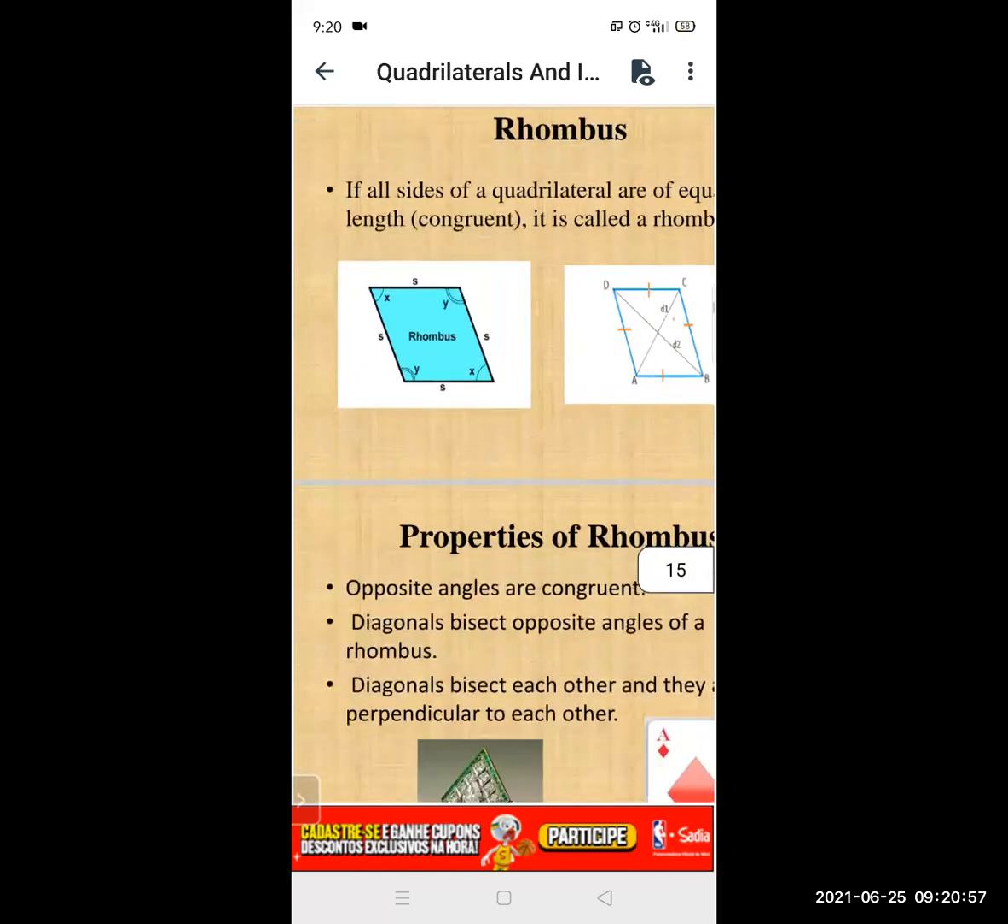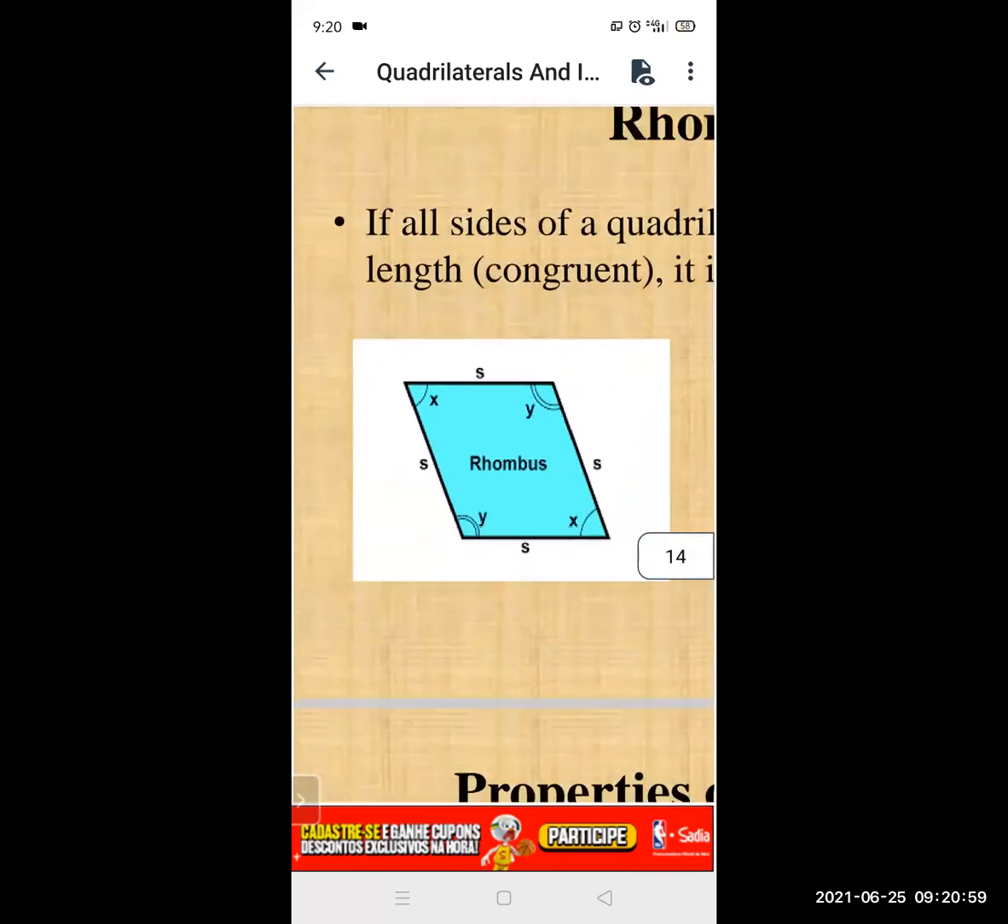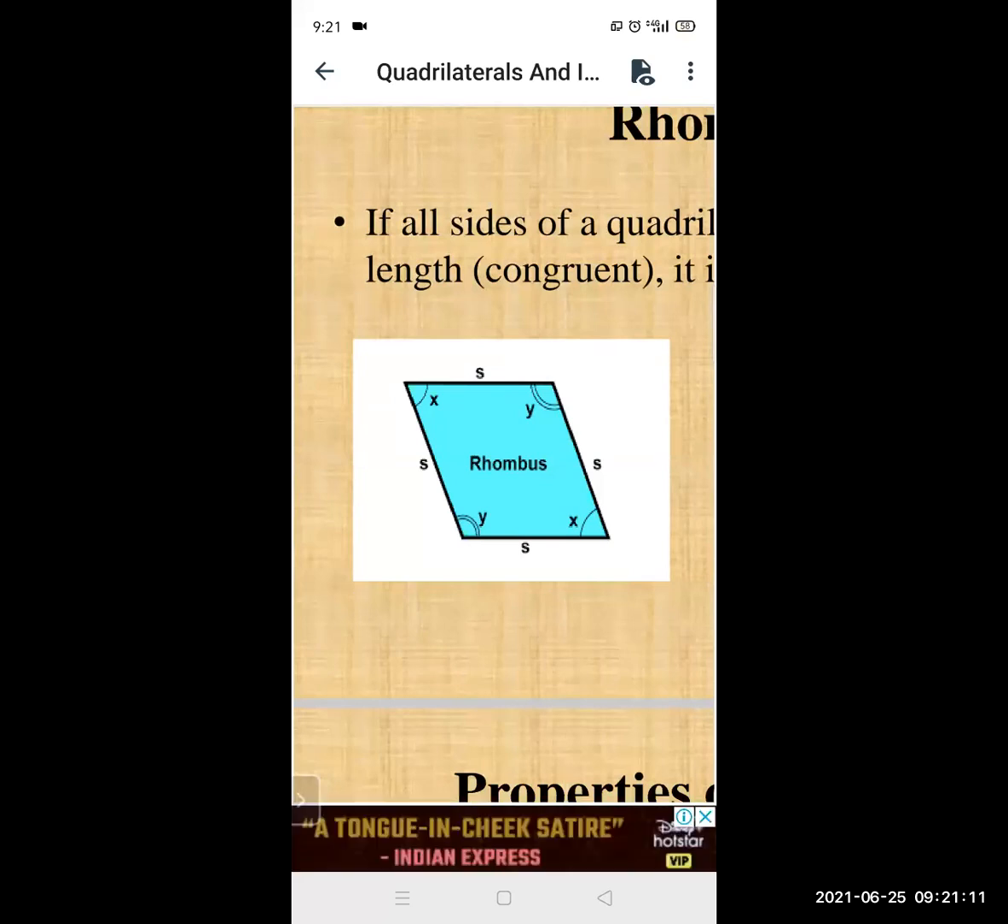Now, if you see the first diagram, here all the sides are given as S, S, S, S, so all sides are equal. But if you see the angles, only the opposite angles are congruent. Here X and there X are congruent, and here Y and the opposite angle Y are congruent. So what is the difference between a square and a rhombus? Only their angles change.